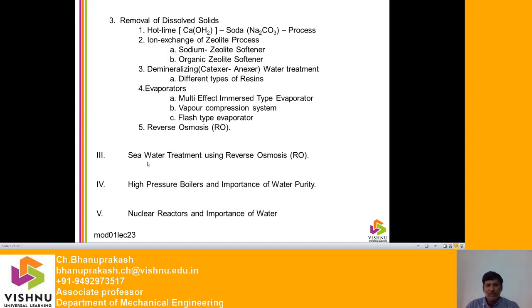See here, the third classification has five types, as I mentioned very clearly. The third one is seawater treatment using reverse osmosis, the fourth one is high pressure boilers and importance of water purity, and the fifth one is nuclear reactors and importance of water.